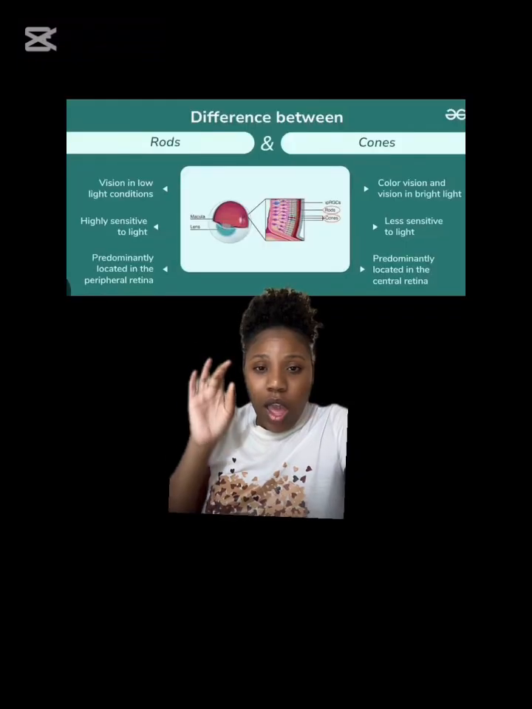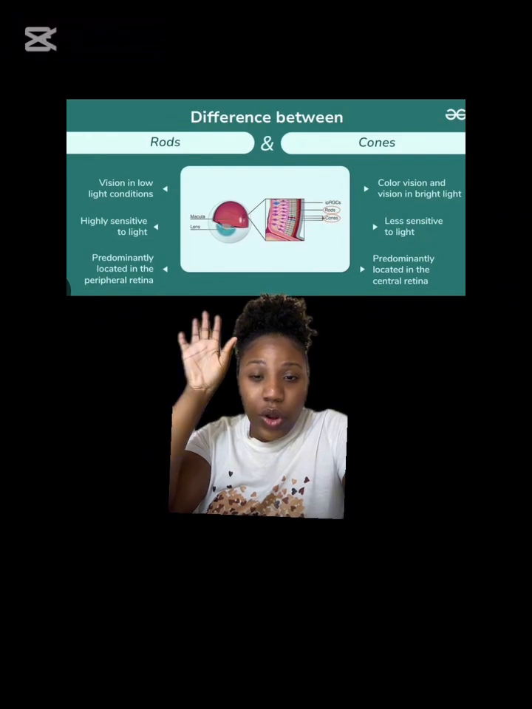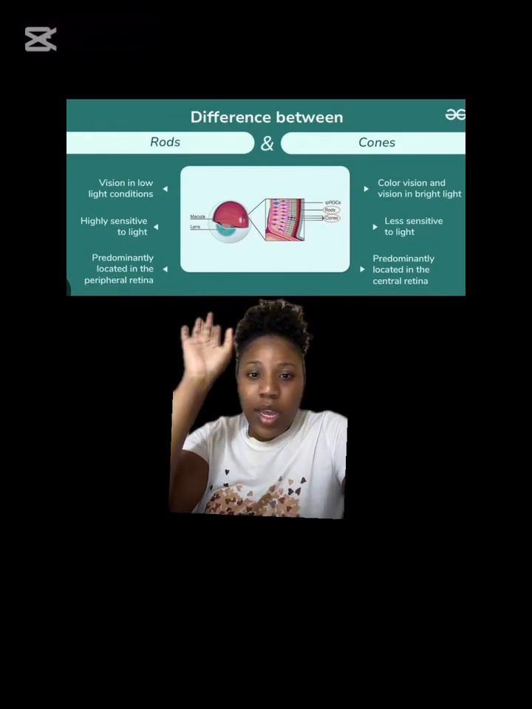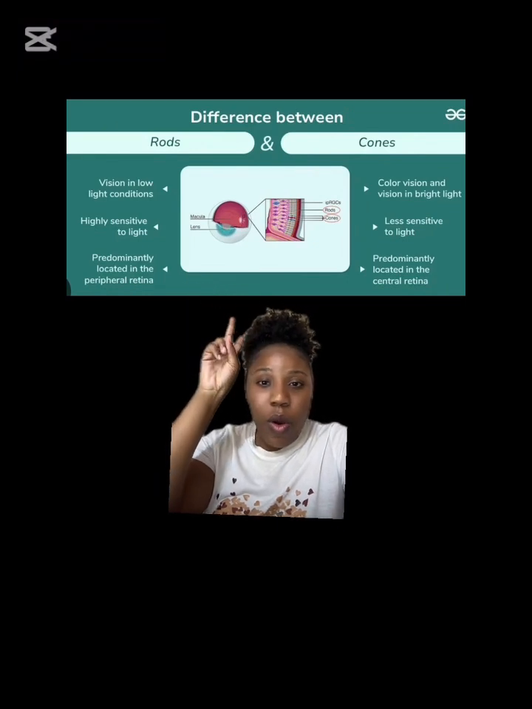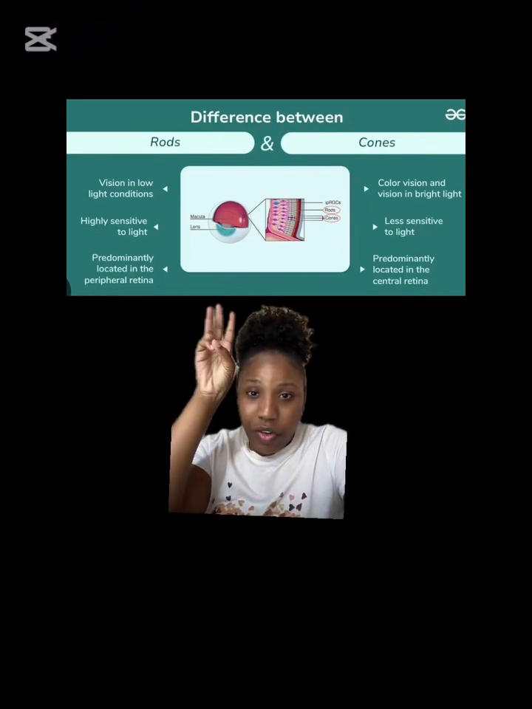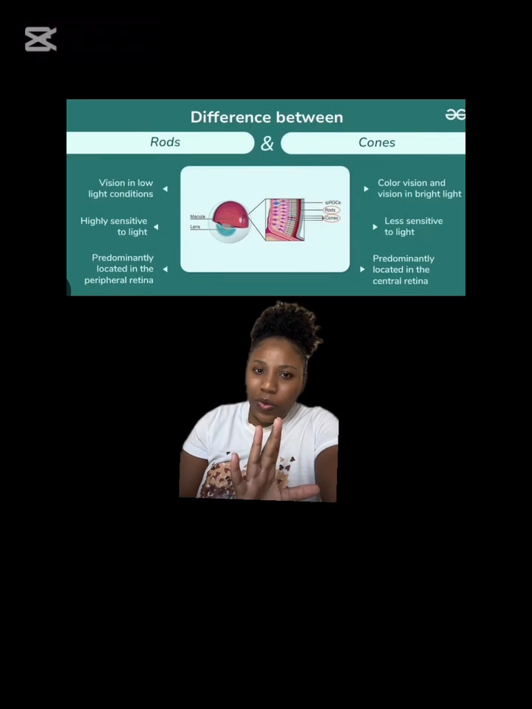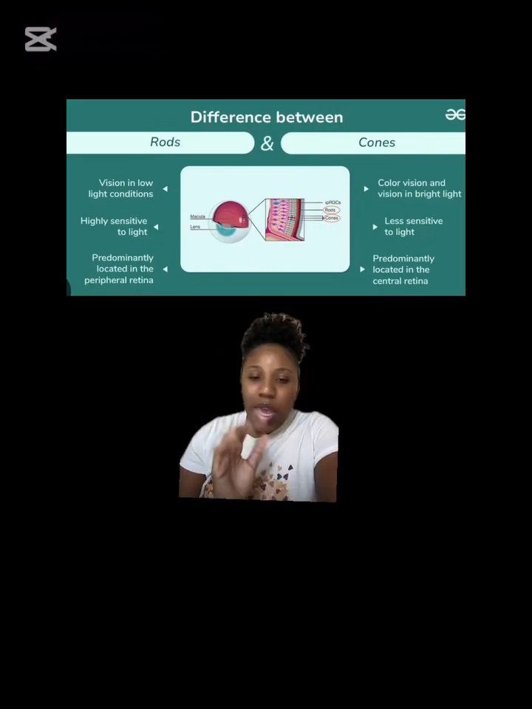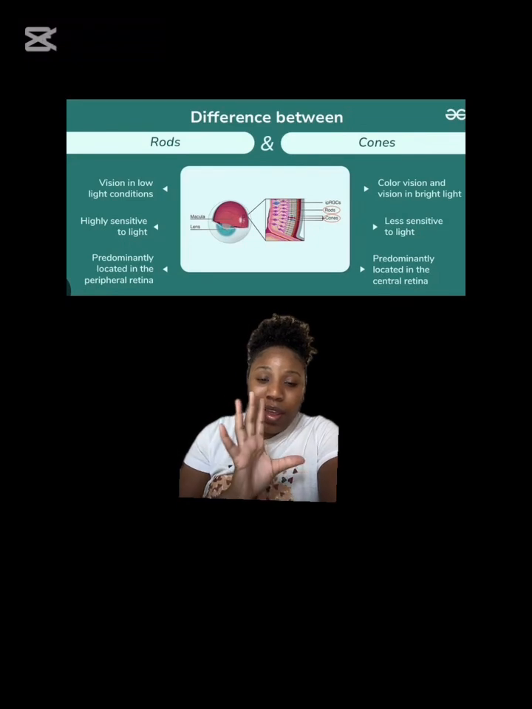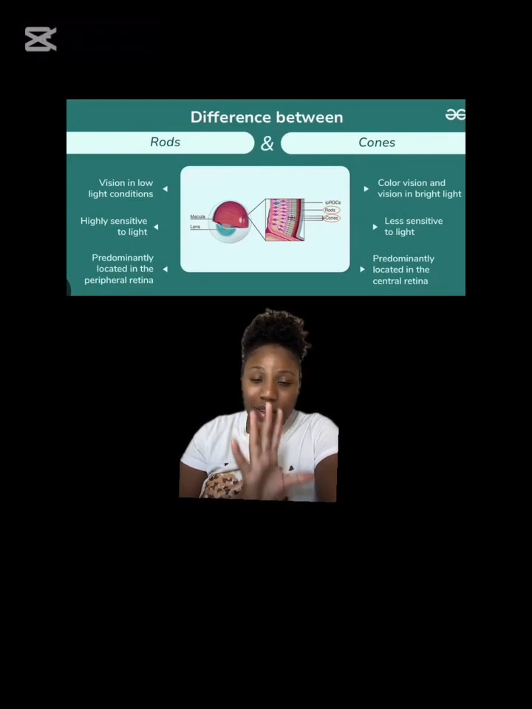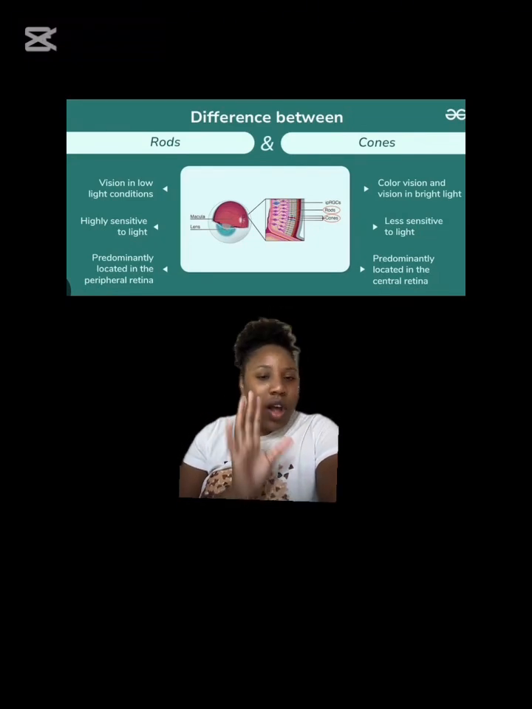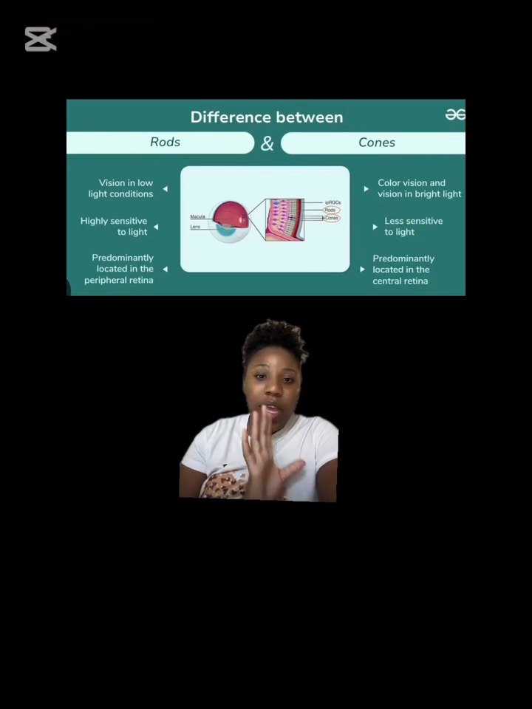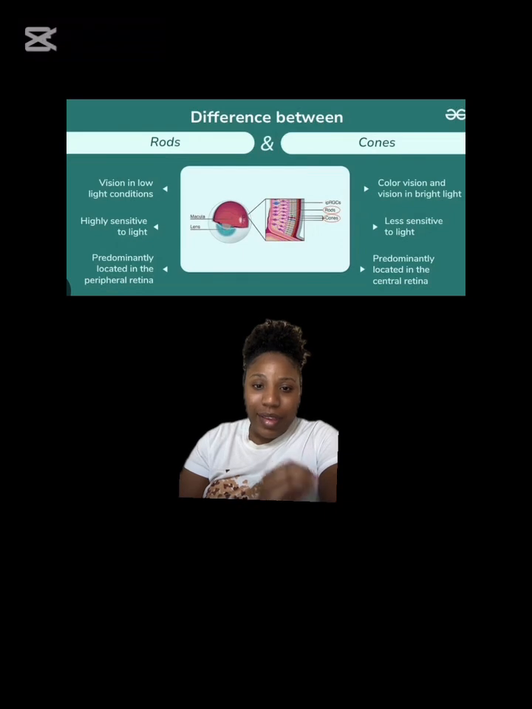All right, so rods are good for low light and night vision. They detect black, white, and shades of gray. While cones, on the other hand, do the opposite of rods. They work in bright light and detect color, such as red, green, and blue, and they give us sharp, detailed vision.